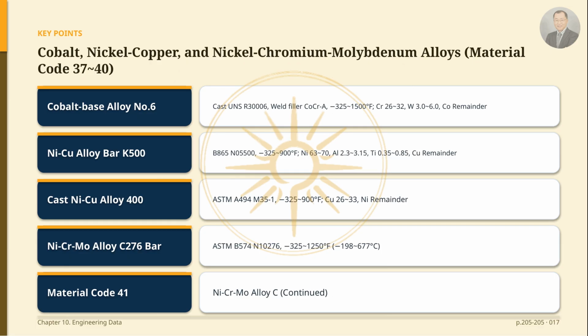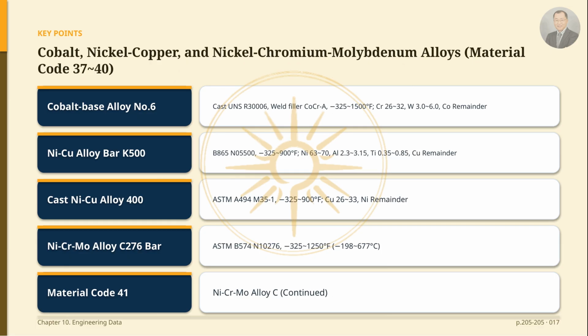Material code 38 NICU alloy bar K500 is B865 grade N05500, ranging from -325 to 900 degrees Fahrenheit, and is a precipitation-hardened alloy containing 63 to 70% nickel, 2.3 to 3.15% aluminum, 0.35 to 0.85% titanium, and the remainder copper. Material code 39 cast NICU alloy 400 is ASTM A494 grade M35-1, and within the same temperature range it contains 26 to 33% copper and the remainder nickel.